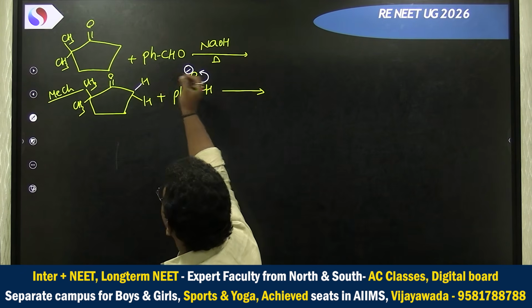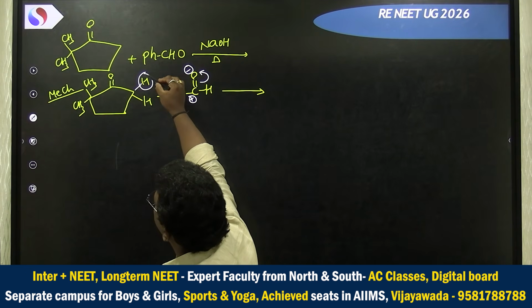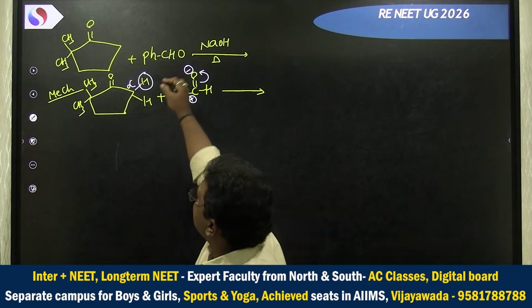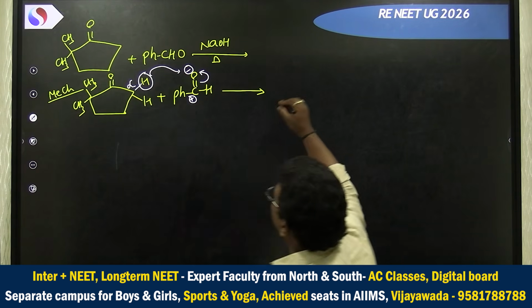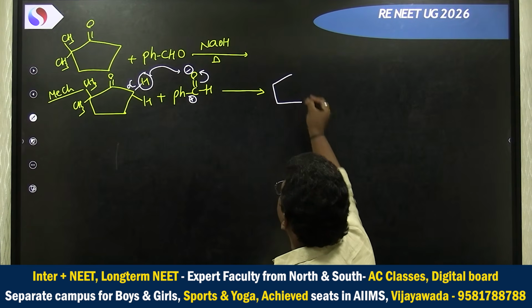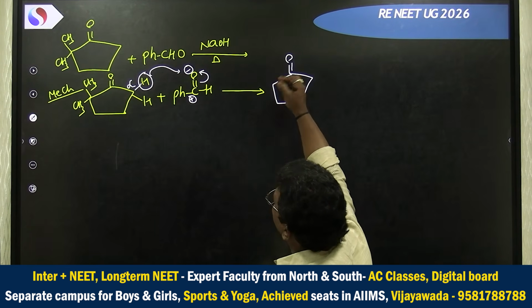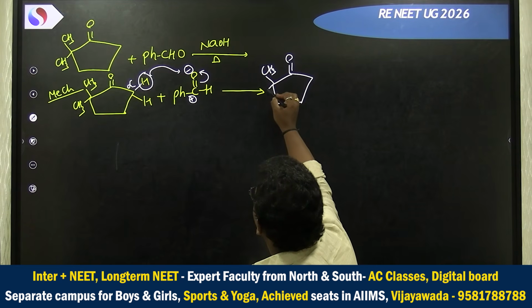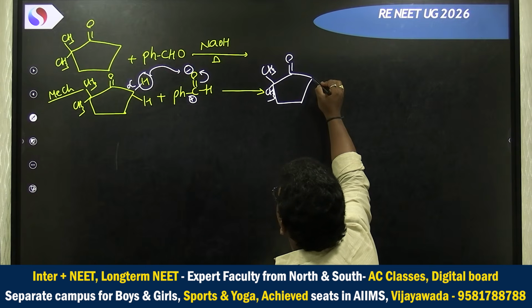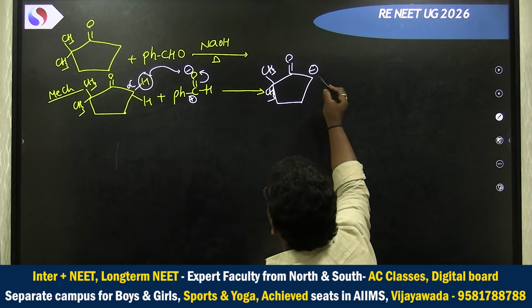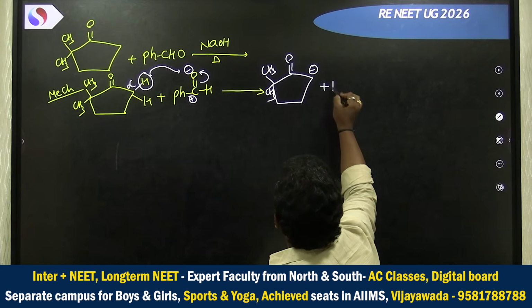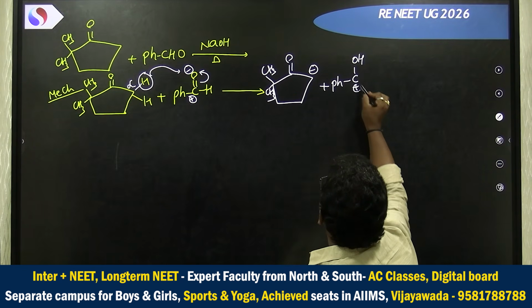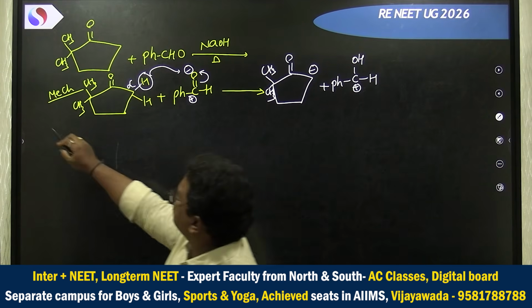In this case this carbonyl group contains alpha hydrogen, this is the alpha carbon, so these hydrogens are called alpha hydrogens. This alpha hydrogen donates toward this side, then the product will be, if you observe like this, C double bond O CH3 minus and PhCHO plus and H.